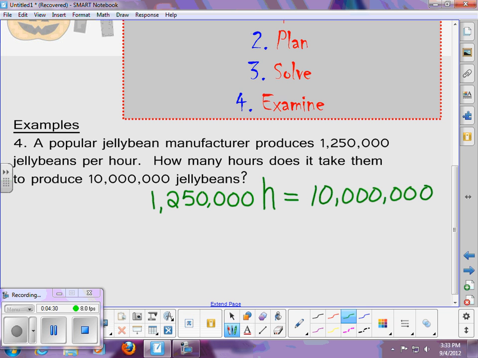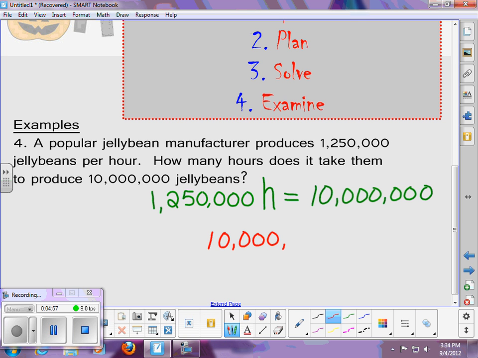Step 3 is to solve it. This is really kind of a mental math problem, thinking about, what do I need to do here to solve that for H, to figure out how many hours it's going to take to make those jelly beans. Would you multiply those two numbers? Would you divide those two numbers? Add, subtract? We should divide.